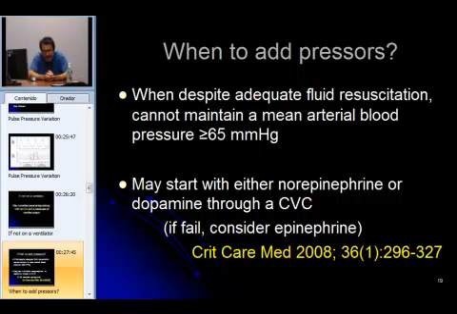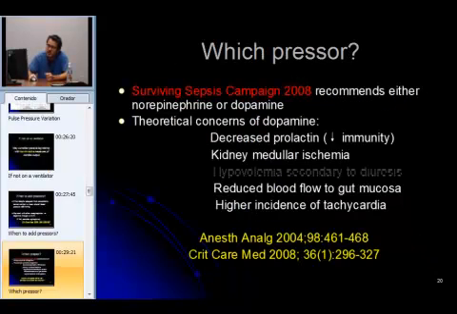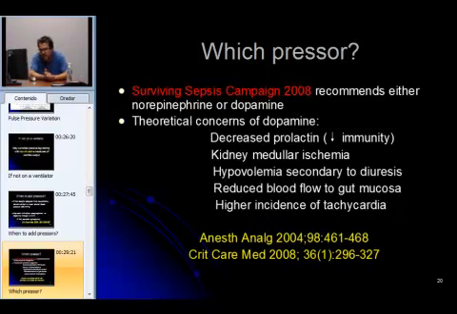And this is also a big debate. Personally, I don't think there's any difference between one and the other, because what makes the difference is early antibiotics, early surgical source control, and early fluid resuscitation.